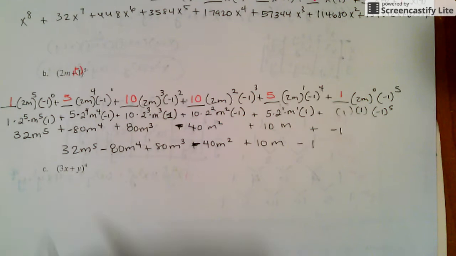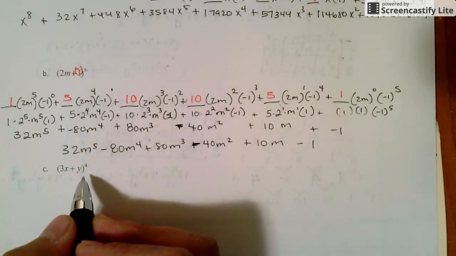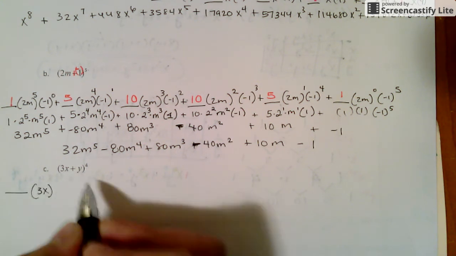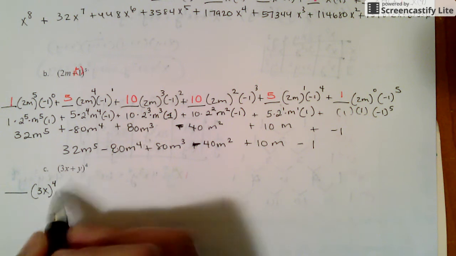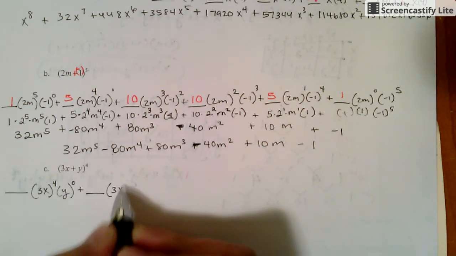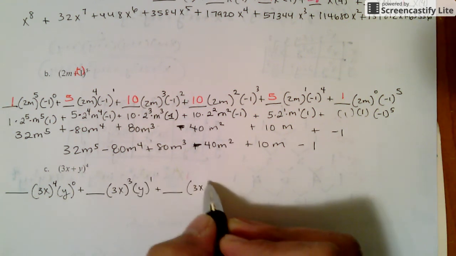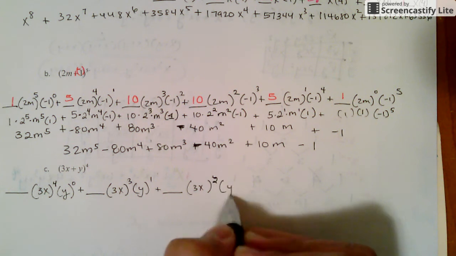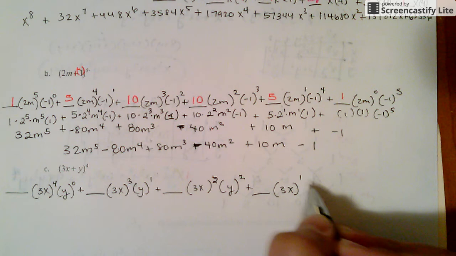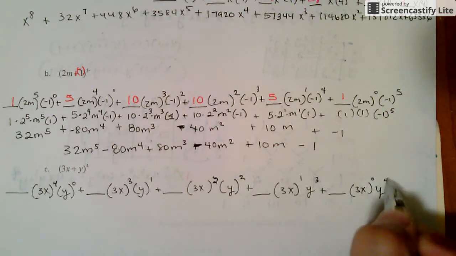Okay, so on to the next one. So now we have 3x plus y. We're going to expand it to the fourth power. So let's start again. Leave a blank spot. Pick this piece and then start off with the fourth power. Pick the y. Start off with the 0 power and then do it again. Blank (3x)^3 y^1, plus blank (3x)^2 y^2, plus blank (3x)^1 y^3, plus blank (3x)^0 y^4.